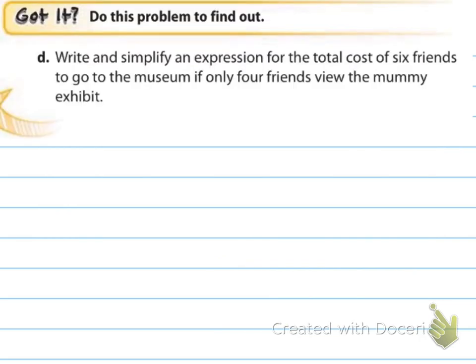Alright, now you're going to do this on your own. It says write and simplify an expression for the total cost of 6 friends to go to the museum if only 4 friends view the mummy exhibit. Remember that it's an extra $1 to go to the mummy exhibit and it's X dollars to go to the museum. Alright, so I'm going to have you set that up. Now we might write our initial expression differently, but when we simplify it, we should all have the same answer. So go ahead and work on that, and when you come back, I will have the answer for you. Pause the video.